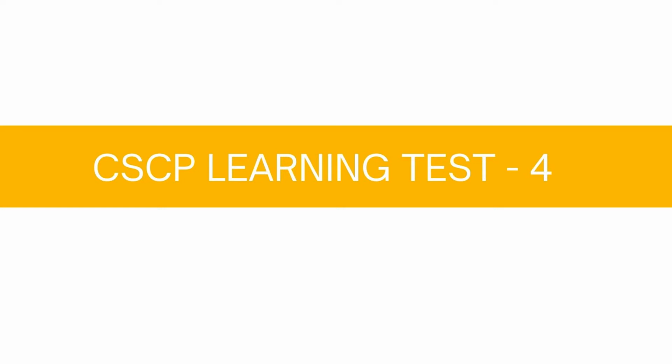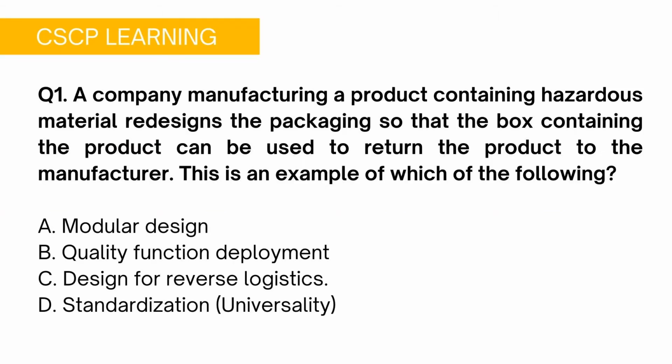Let's discuss a new set of questions, and let's start with question number 1. A company manufacturing a product containing hazardous material redesigns the packaging so that the box containing the product can be used to return the product to the manufacturer. This is an example of which of the following? Option A, modular design. Option B, quality function deployment. Option C, design for reverse logistics. Option D, standardization or universality.